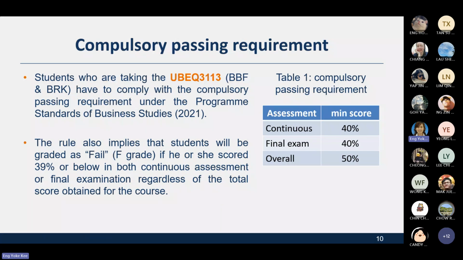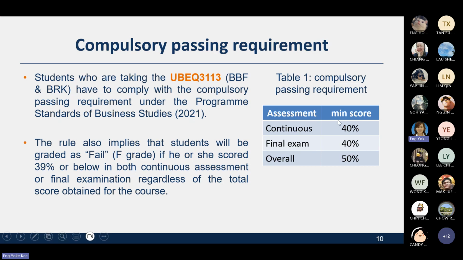Right, so one thing for you to take note of is that for BBF students, I'm so sorry, risk management students, you have to fulfill this compulsory passing requirement, whereby you have to ensure that your continuous assessment score is at least 40. Final exam, you also need to score at least 40. So this is pretty risky business.